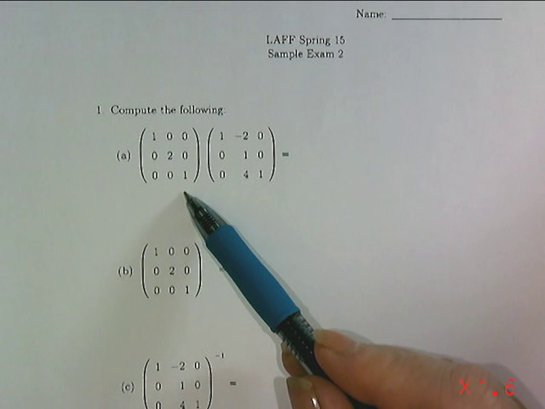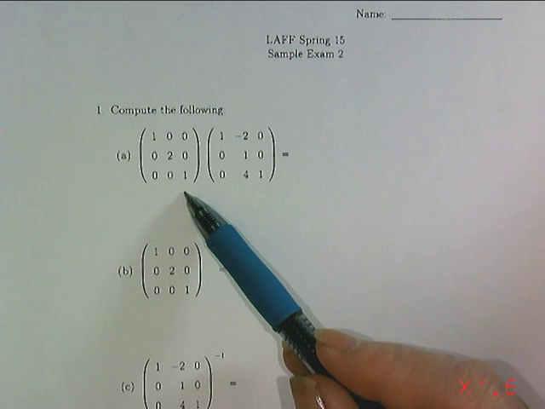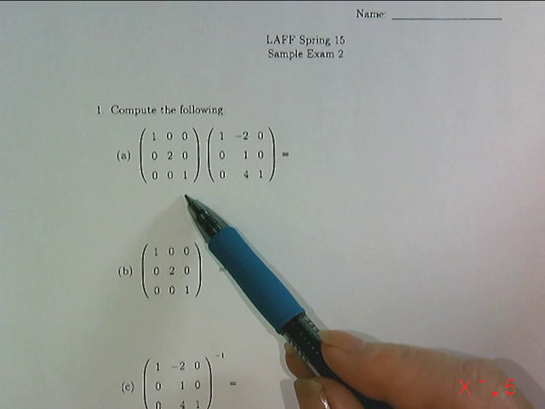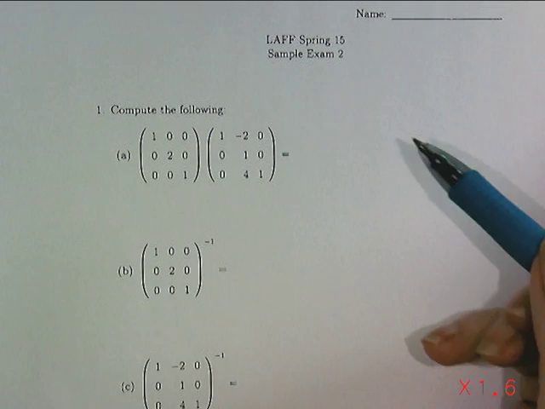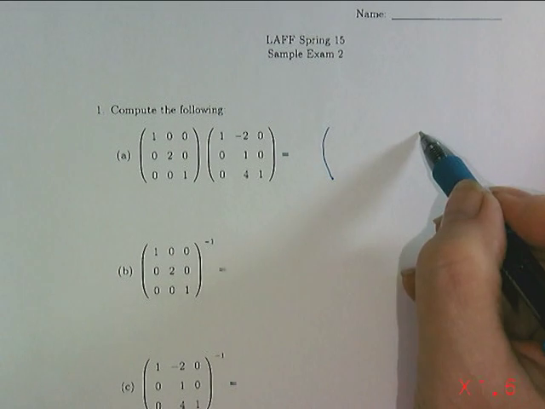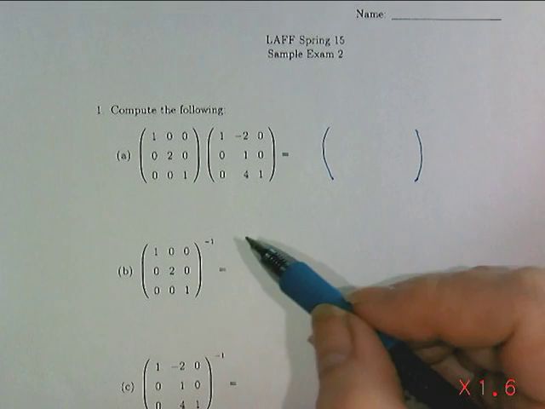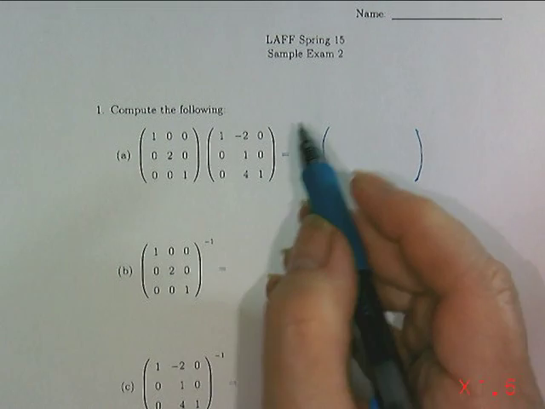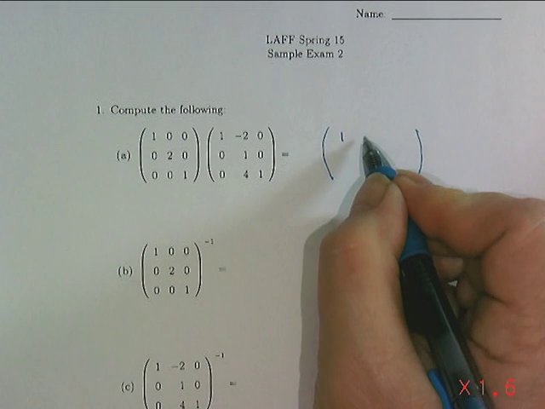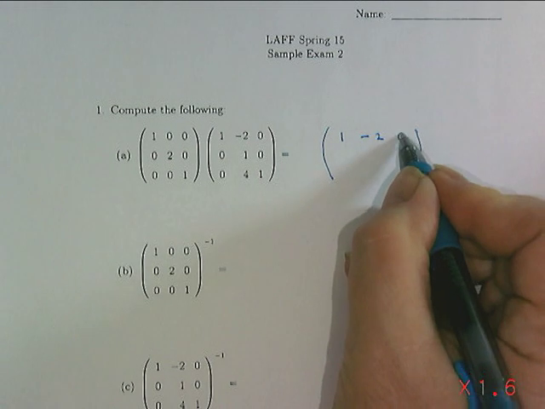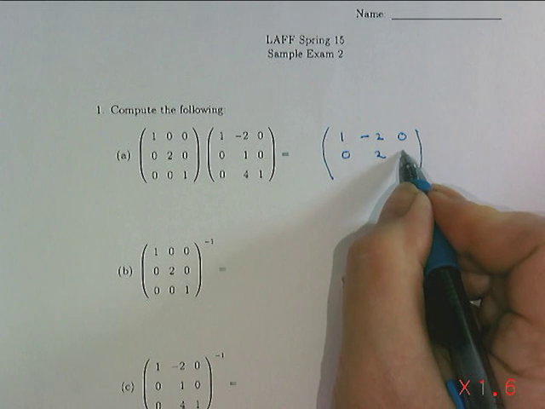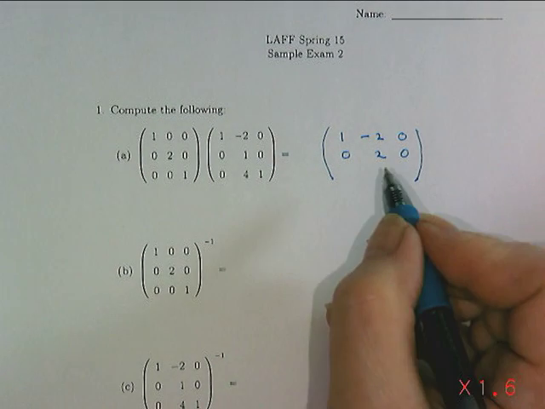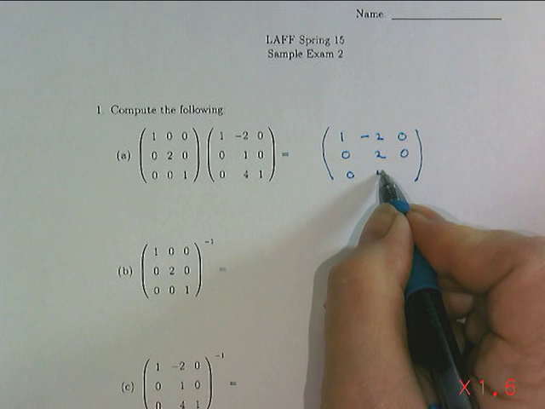But I noticed that the first matrix is a very special one. It's a diagonal matrix. And if I multiply on the left by a diagonal, that results in the matrix rows being multiplied by the diagonal elements. So the first row is going to be multiplied by 1, so it will be 1, negative 2, 0. The second row will be 0, 2, 0. And the last row will be 0, 4, 1.